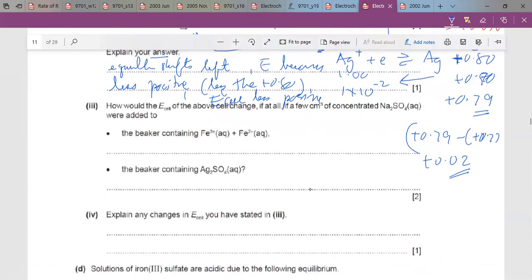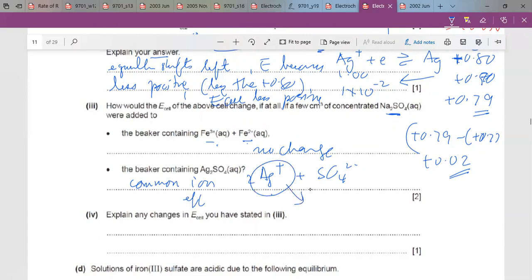How would E cell of the above change, if at all, if a few cm cubed of sodium sulfate is added? Remember, here they test you on the solubility rules. Iron sulfate will not precipitate, so the constant won't change. As long as there is no precipitate, no change. The constant still remains the same. But for the silver ions, they will continue to be precipitated. It's got a common ion effect. You learn this later. That means this one will decrease some more, so it will shift back some more, and becomes less and less positive.